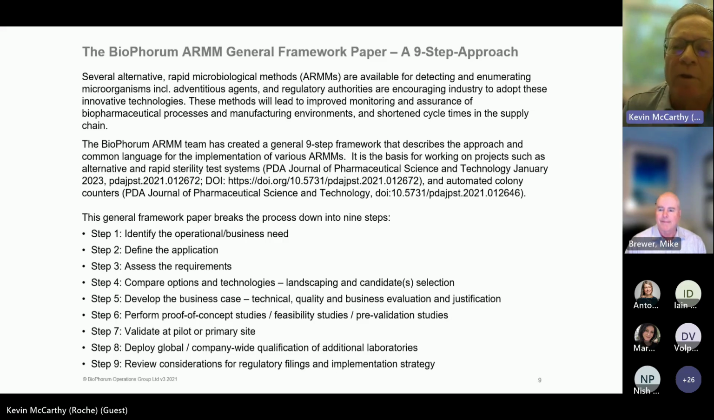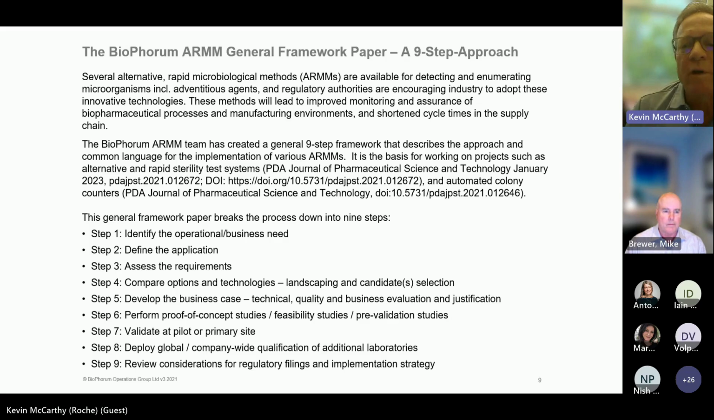So our group came up with a general 9-step framework to describe the approach and common language for implementation of the various new methods that are available to us. In addition to today's case studies, the approach has been used for projects such as alternative and rapid sterility tests and automated colony counters.